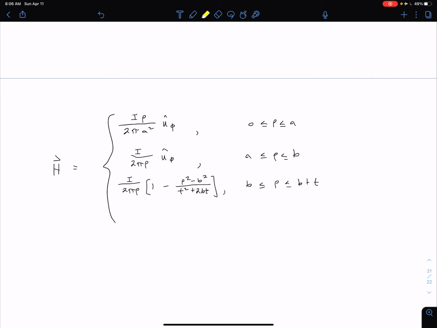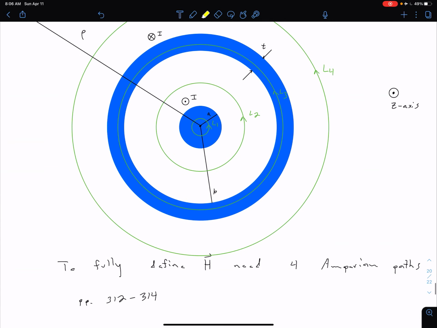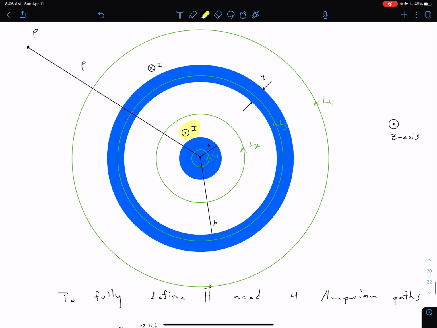And so again, that makes sense because that's sort of counteracting the current that's coming out at us in the inner conductor. So we have some current coming out of the page from the inner conductor, and we have some current going into the page. So as we're including more of this conductor, the current in the outer conductor is canceling out more of that current in the inner conductor.